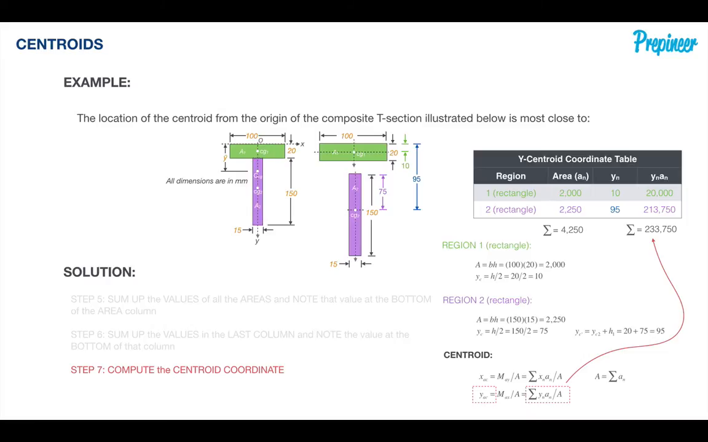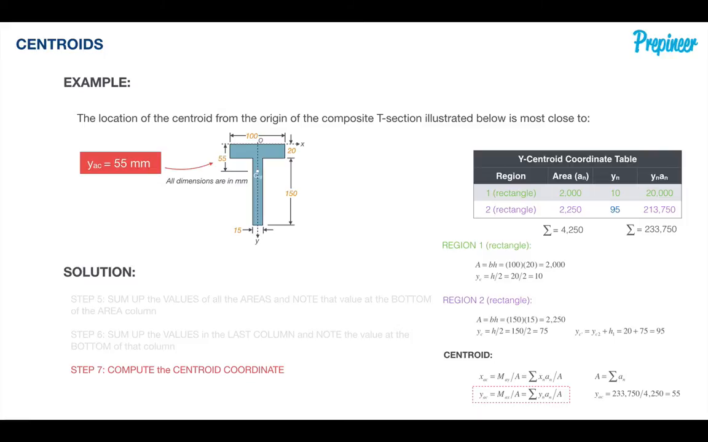Now the numerator in this formula is the value we got in step 6 when we summed all the area centroid values for each subregion. So plugging those values into our formula, we get a y coordinate for the composite object, this T section, that is 55 millimeters from the origin. So completing this problem, we can now define y bar, y sub c, y sub ac, whatever you want to call it, whatever nomenclature you're comfortable with. But we can now define it as 55 millimeters from the origin.